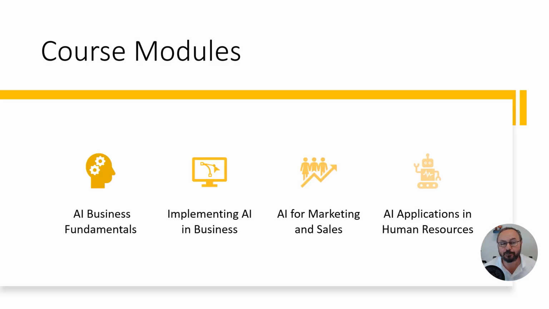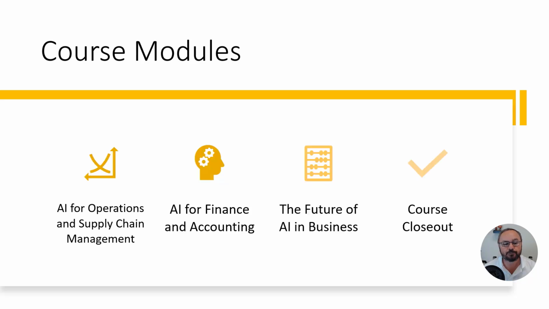As far as this course, there's 8 modules. They're broken into business fundamentals, implementing AI in business, marketing and sales, applications and human resources, operations and supply chain, finance and accounting, and the future of AI in business, and then the course closeout.